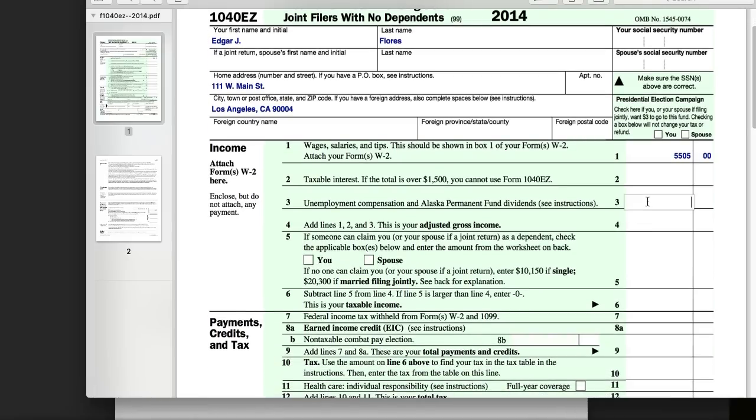Unemployment compensation, we don't have anything for that either. Edgar was not receiving unemployment compensation, so we're not going to put anything there. And we don't have an Alaska Permanent Fund dividends either, so we're going to go ahead and leave that at 0. And then it just says to add lines 1, 2, and 3. This is your adjusted gross income. So we're going to go ahead and put that amount here.